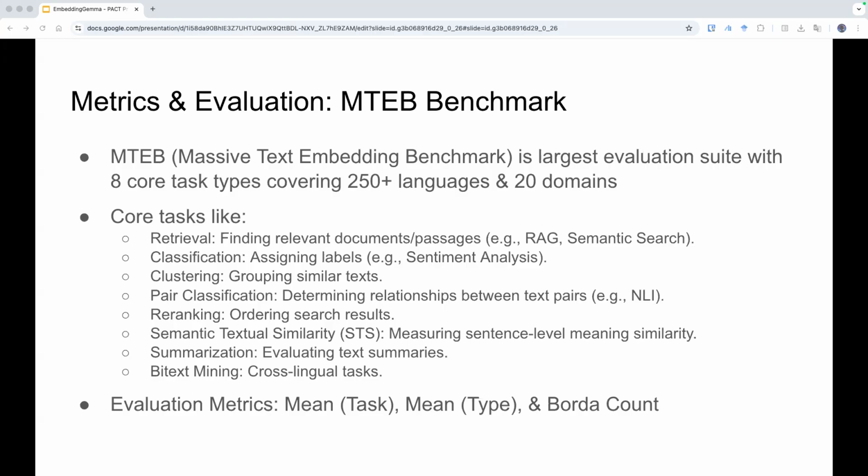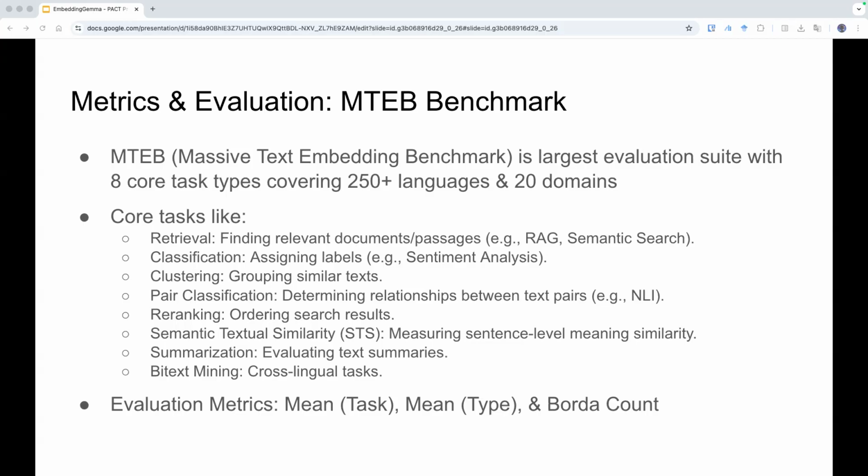The evaluation metrics for this are the mean over all the task types, the mean over internal types, and the last one is Borda count. Borda count here is a ranking based metric. It compares different embedding rankings and gets this score.